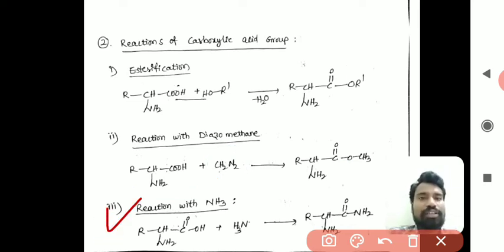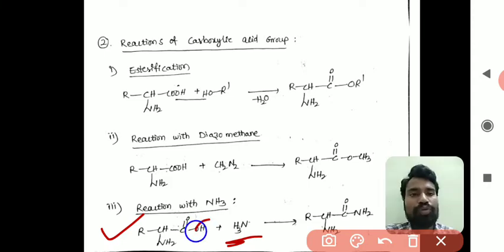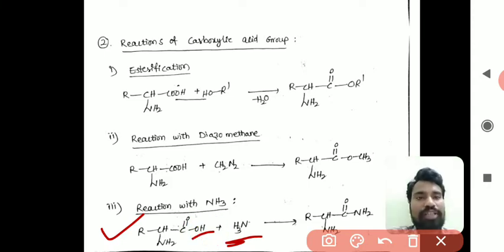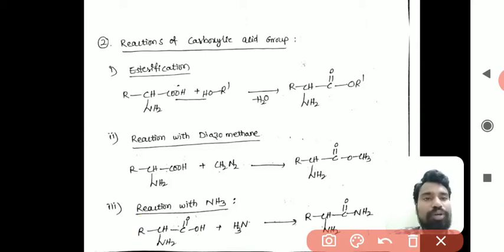Now the next is the reaction with ammonia. Like carboxylic acids react with ammonia and form amides, as we know. Here also the same thing: the carboxylic acid group of the amino acid is reacted with ammonia, and there is a removal of water, OH from the carboxylic acid and H from ammonia, and those two leave as water. Then there is a bond formation between C double bond O and NH2, giving C double bond O NH2. This is an amide formation reaction. This is the carboxylic acid group reacting with NH3.